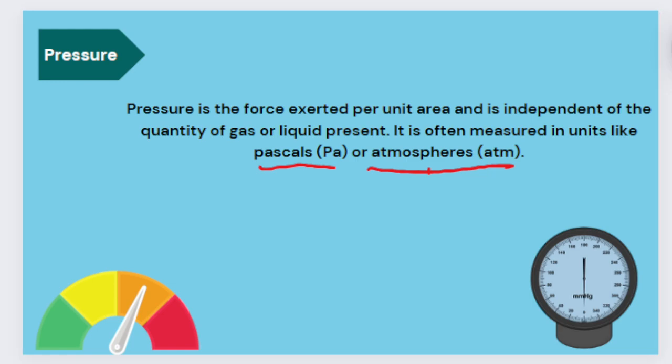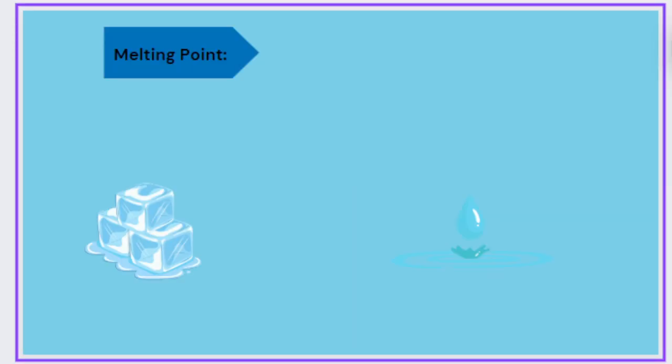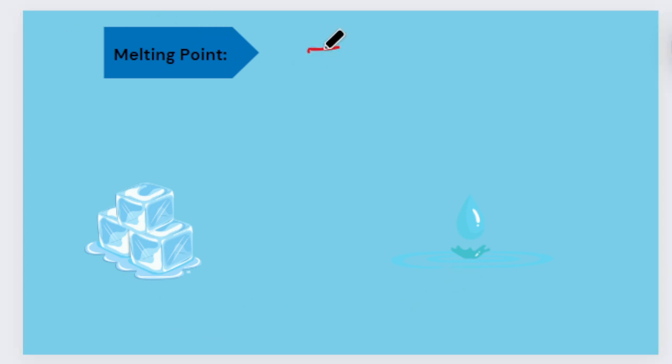Next one is boiling point. Boiling point is another form of temperature, and boiling point means the conversion of liquid to gas. A substance's boiling point is always constant. Next one I take is melting point, and melting point is also a form of temperature. Melting point is when a solid changes into liquid.